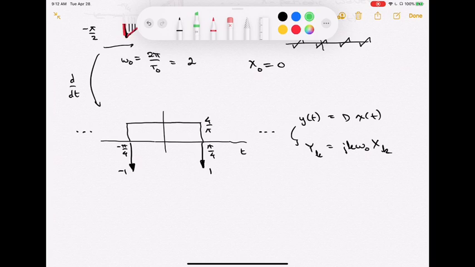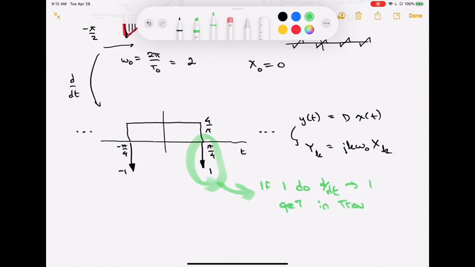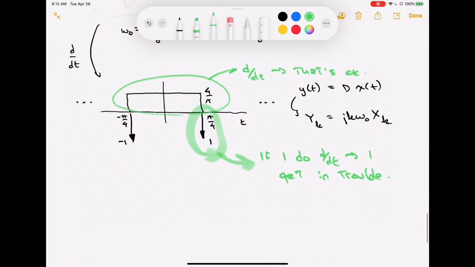So I would like to differentiate a part of this waveform. If I differentiate the whole thing, if I do a d/dt, I get in trouble. I don't want to be doing differentiation on the delta functions. However, if I take this part and I do d/dt, that's okay. So what I'm going to do is something like this.